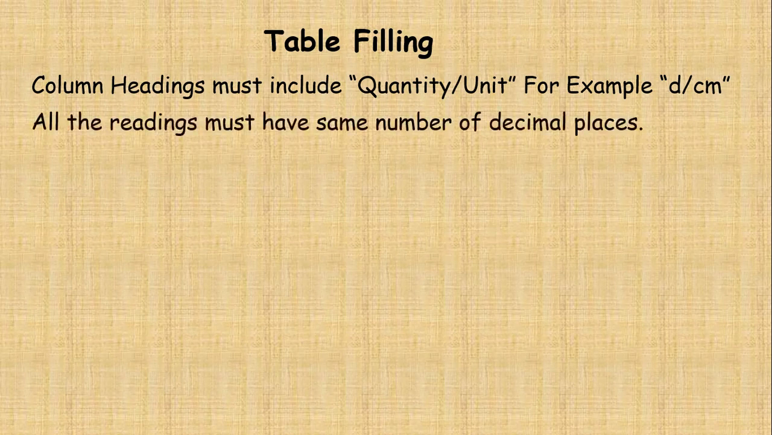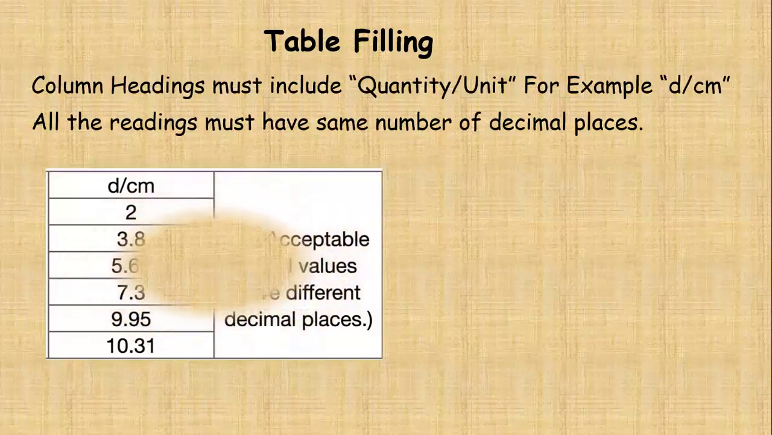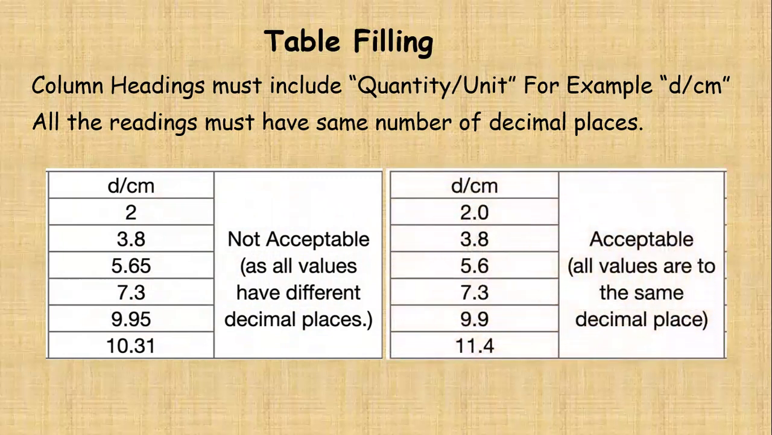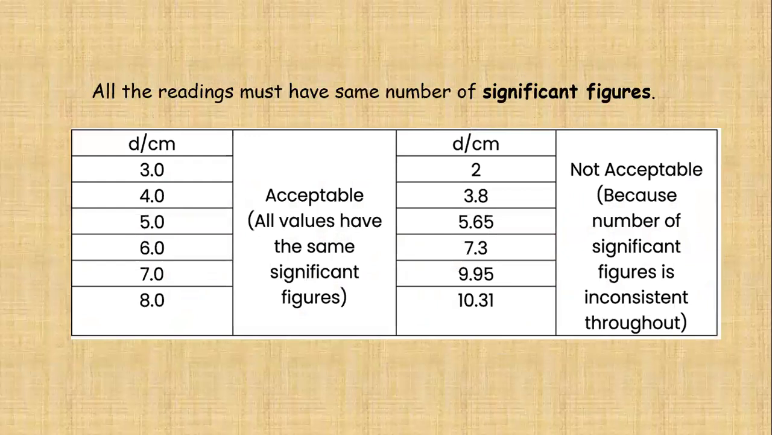All the readings must have the same number of decimal places. You can see this one is not acceptable, in which the readings do not have the same decimal places, and this one is the recommended one. You have to take the values to the same decimal places. The same applies to significant figures. The first one is perfect and accepted, in which all the values have the same number of significant figures, while the second one is not accepted at all.